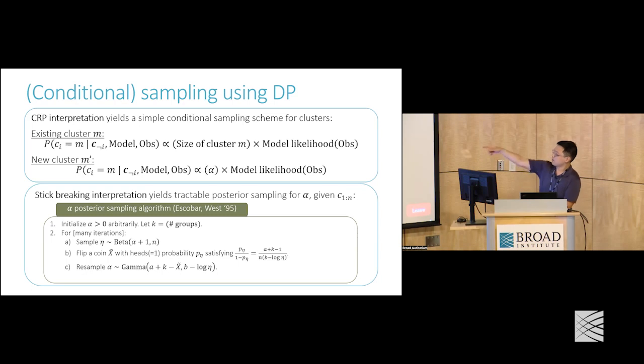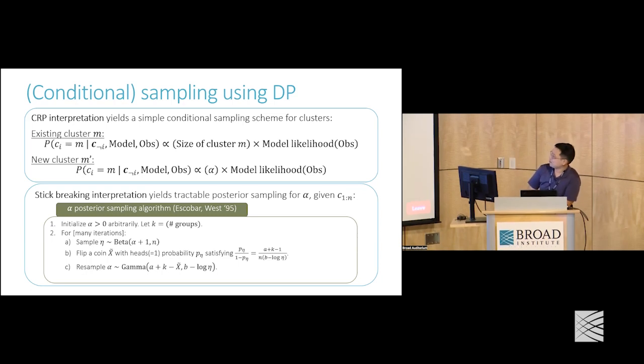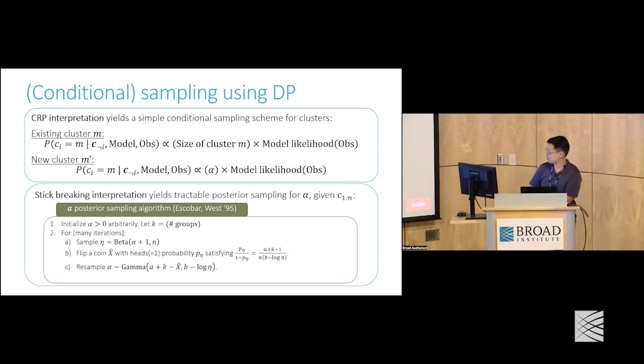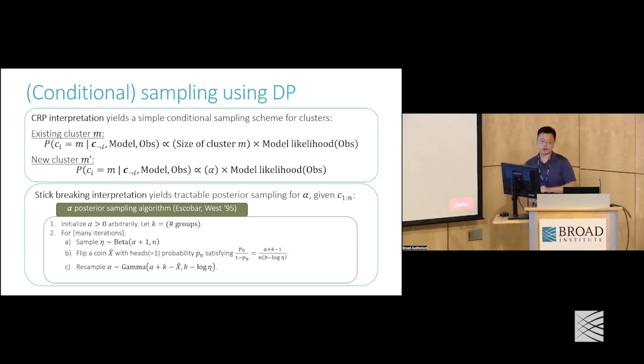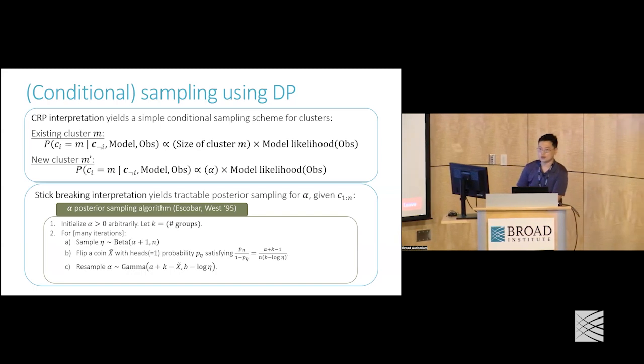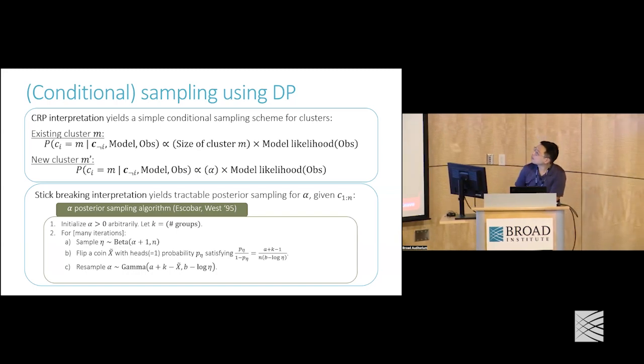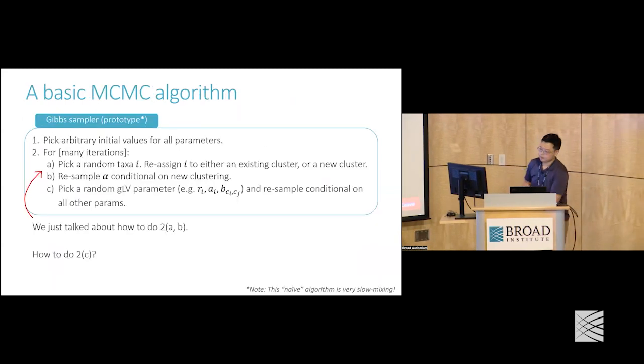And this is due to Escobar and West in '95. It's a very interesting paper to read, and somehow all of these steps are very natural if you stop and write down what the distribution looks like. Okay, and let's try to implement this, right?